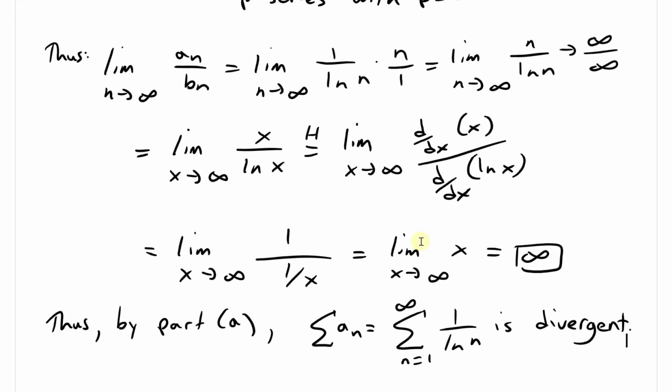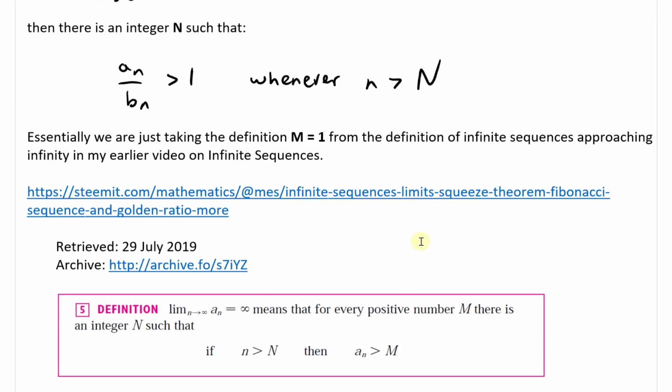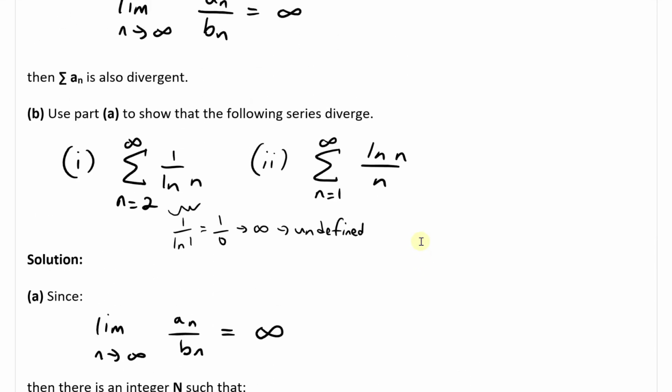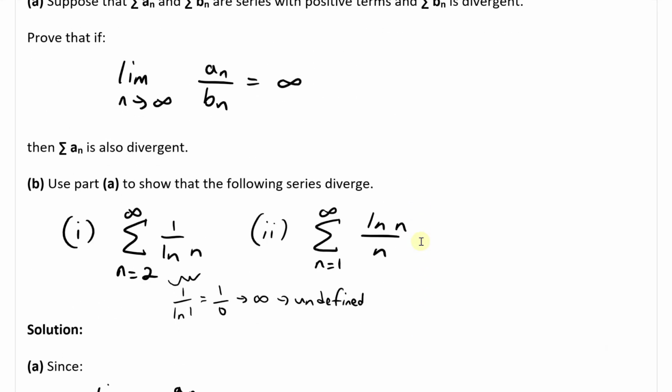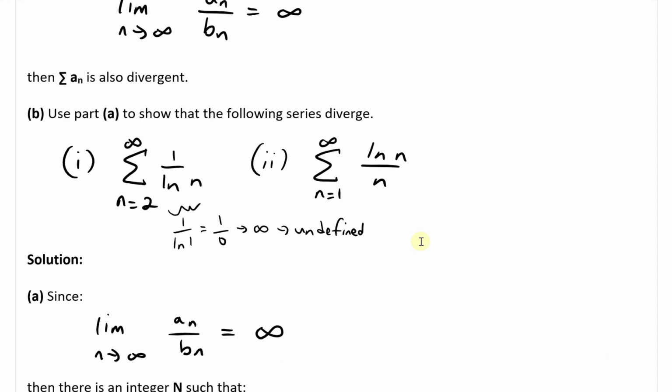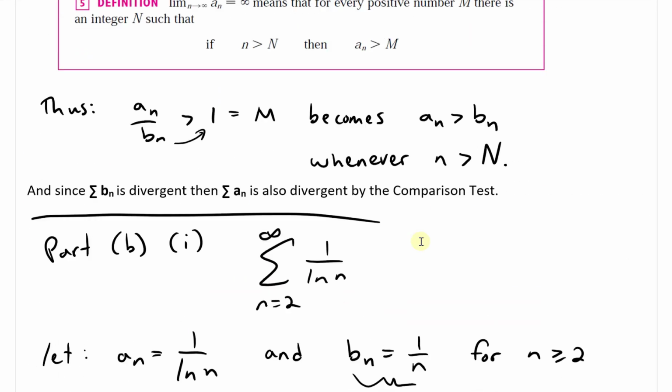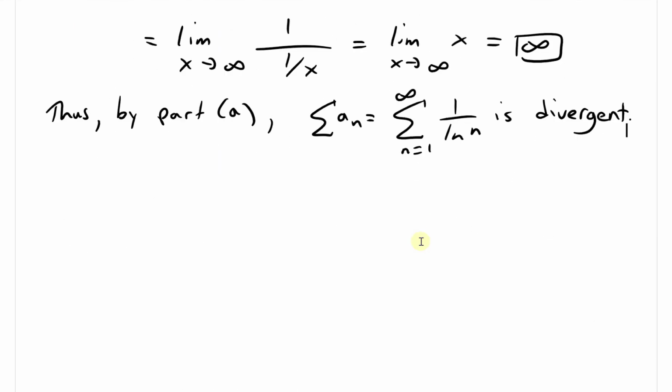Alright, so now we got that one's divergent. Let's look at part double I of this part B. So let's look at this series: the summation from n equals 1 to infinity of ln n over n. So let's write that down.